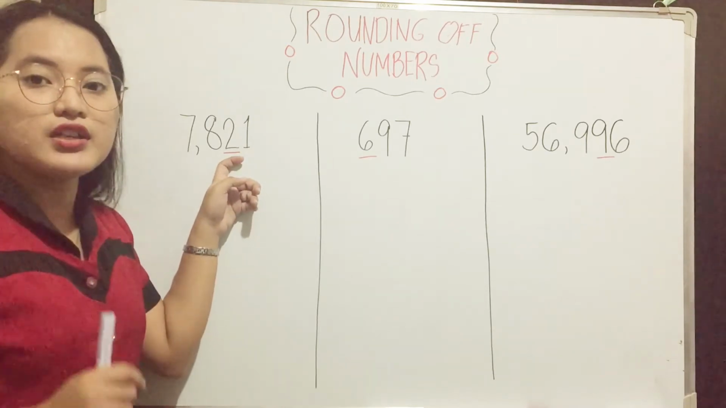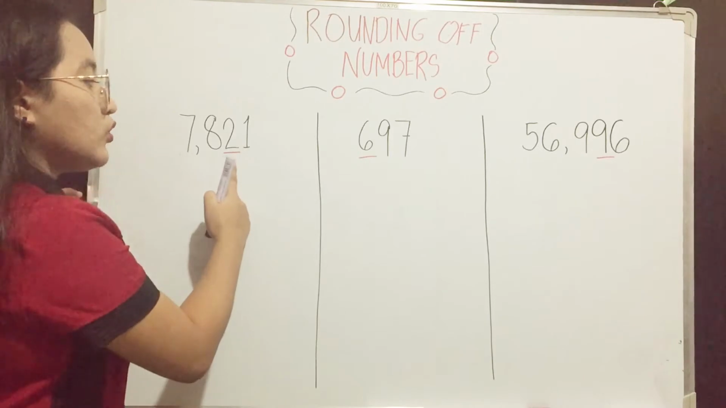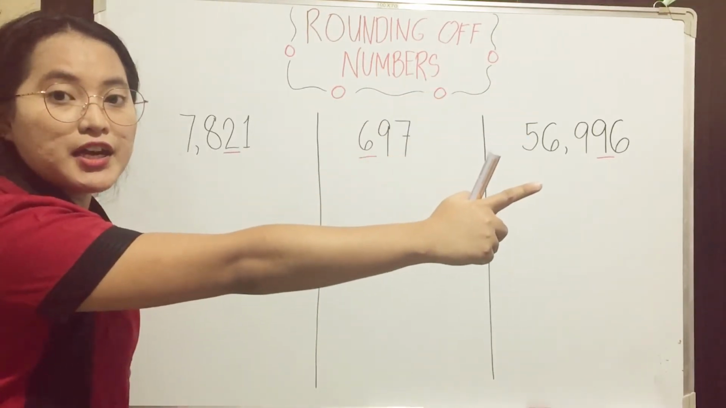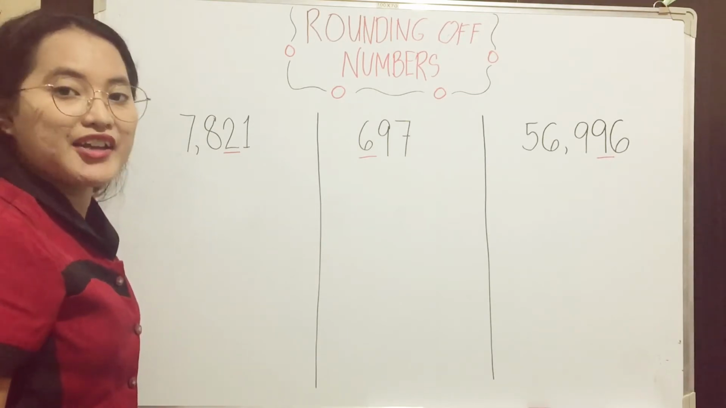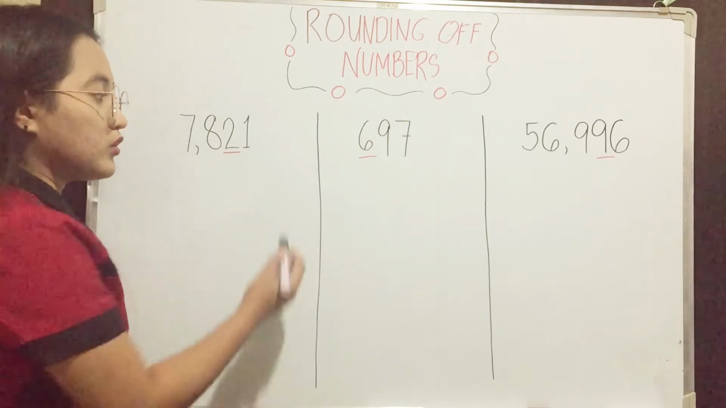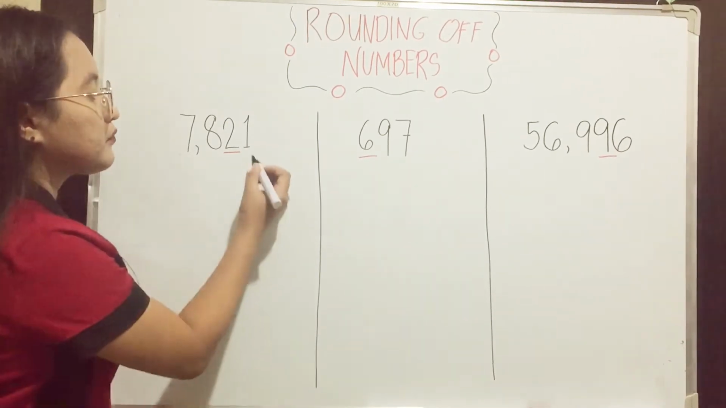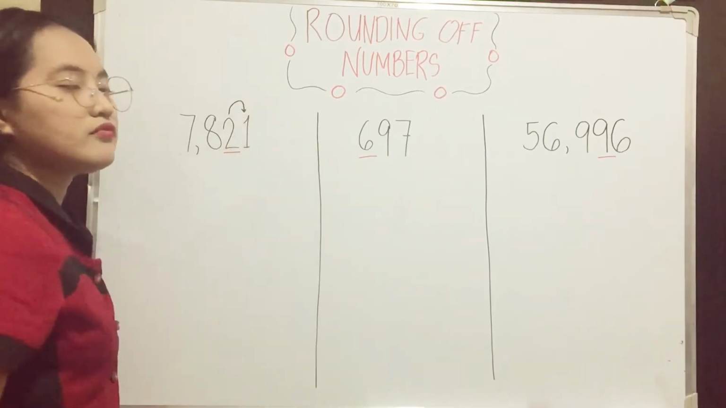Now, here is the first thing that you have to remember. Look to the right side of the underlined number. What is the number that is at the right side of the 2? Very good. That is 1. So, look to the 1. Try to look to the 1.